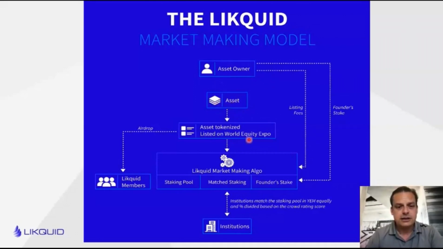Now you can tokenize that asset and list it on the World Equity Expo. What happens is we do a combination where the asset owner puts in what we call a founder stake, which is a small portion of the value. Then the liquid pool matches that depending on how well it rates. And then we have a third party, which is a group of institutions who will match just as much, which means that you have a very strong trading power here, staking power as the founder, even if you only came in with this little piece. This means you generate a huge liquidity in the asset.